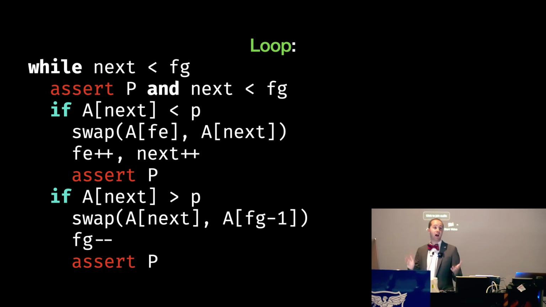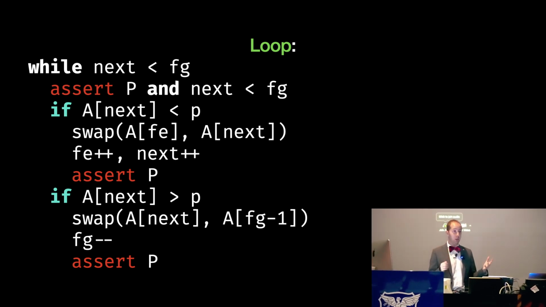Now we enter our while loop, and we assert two things. Firstly, we assert our regular loop invariant, and we also assert the extra condition of the loop. Remember, this is our pattern. We take the invariant that we have for our entire function and combine it with an invariant that's specific to our loop. In this case, our loop termination condition, next is less than FG.